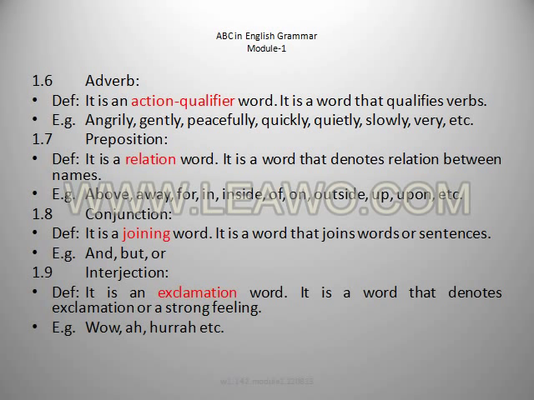Adverb. It is an action qualifier word. It's a word that qualifies verbs. Examples are angrily, gently, peacefully, quickly, quietly, slowly, very, etc.